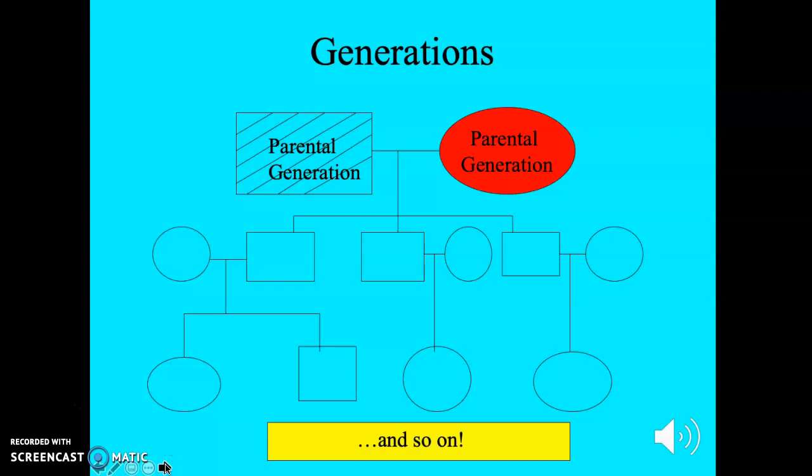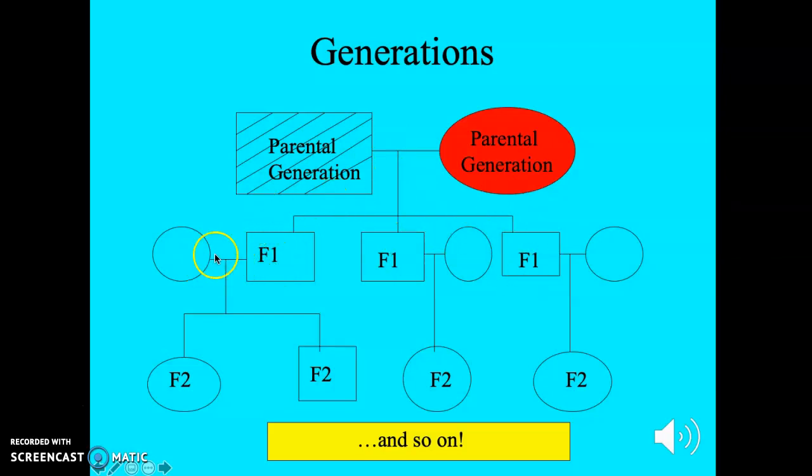So generations. You'll notice that there's a square box that says parental generation and an oval box that says parental generation. That represents the mom and the dad. So the box would be the dad and the oval would be the mom. They got married or they had a child. And down here you see F1. These are all their children.